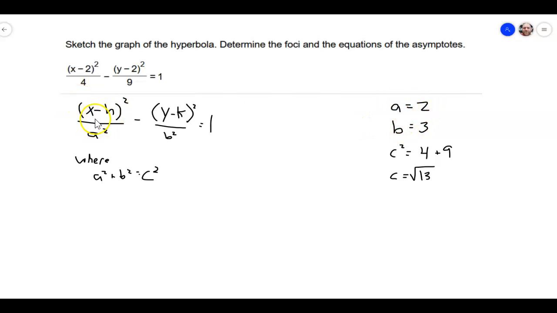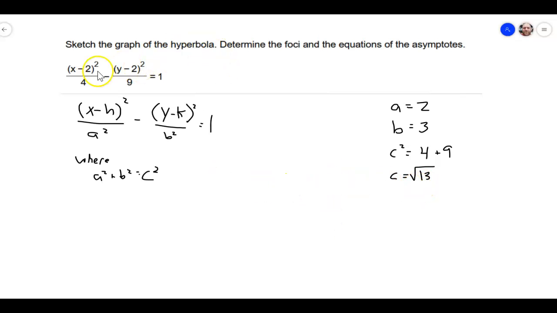Notice the a is under the x, so a is correlated with the x, and a is the distance left and right from the center that the vertices are on for the hyperbola. So once we find the center, which we're going to do in just a moment, we can just add 2 to the x value and subtract 2 from that x value, and that'll give us the 2 vertices. And very similar with the foci. For the foci, we're going to use c, and we're going to add and subtract root 13 from the x value of the center in order to get the 2 foci.